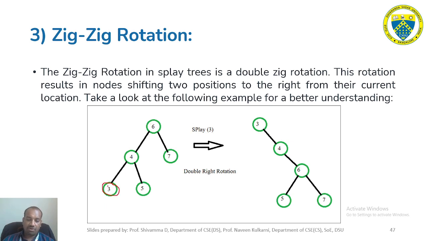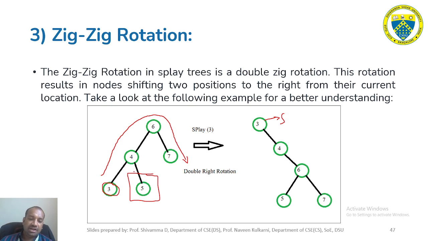Splay of 3. Where is the node? It is in the leaf node. It needs to come as a root node. So you need to push all these nodes, you need to pull this. So 7 will be at this position, 6 will be at this position, then 4 and 3. Now 3 is the splay node, so 3 will become a root node. That is fine. But what about this inner node? The inner node is 5.